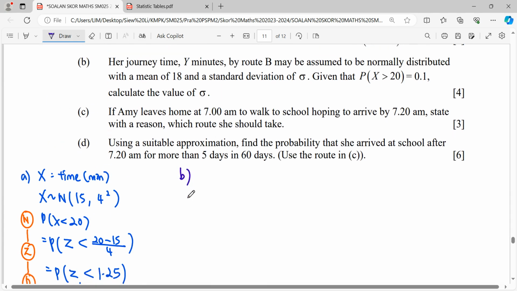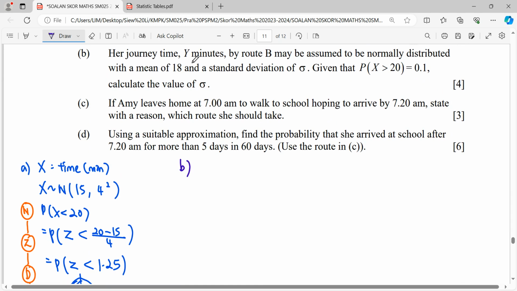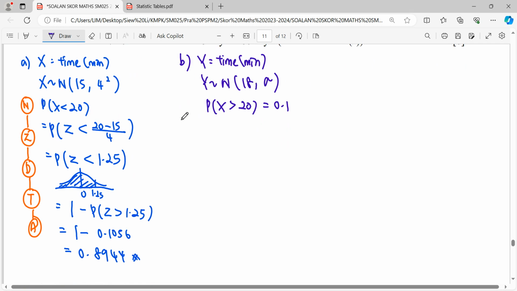For the second question B, her journey time is Y minutes. So Y is also denoted by the time in minutes. By route B, it will be assumed to be normally distributed with the mean of 18 and the standard deviation of sigma. Then given that the probability of Y more than 20 equals 0.1, we need to find out what sigma is here. So first we identify our Y here. So this one is supposed to be denoted by Y.